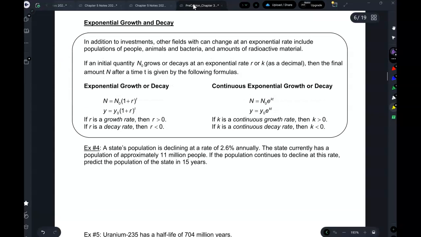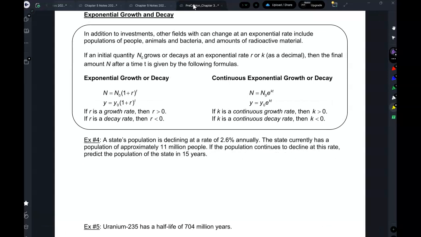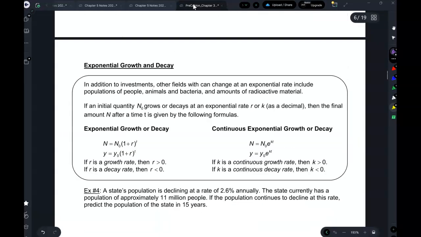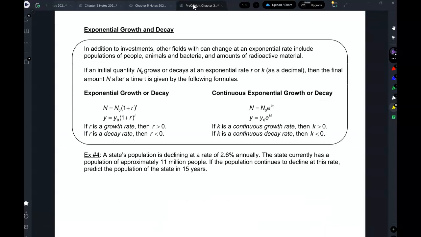So in previous years, this is where you would do, let's say, what was I going to say? Compound interest and stuff, but I'm not going to bore you guys with that. Okay, so compound interest is one place where you use this stuff. But in addition to investments, other fields can change at an exponential rate, right? This includes populations of people, animals, bacteria, or amounts of radioactive material, okay, half-life, and so on. These are all exponential decay.